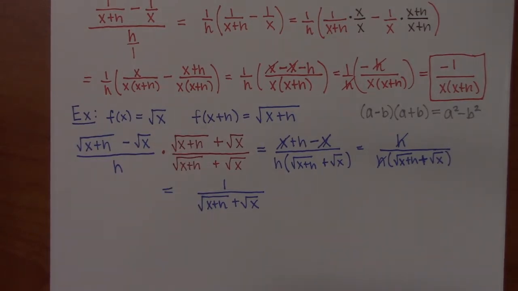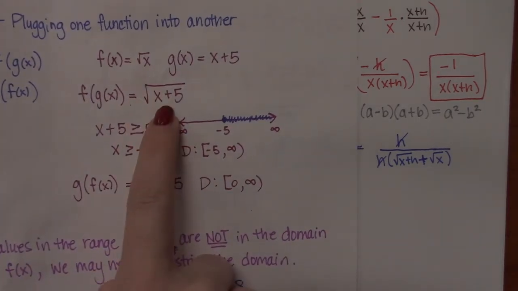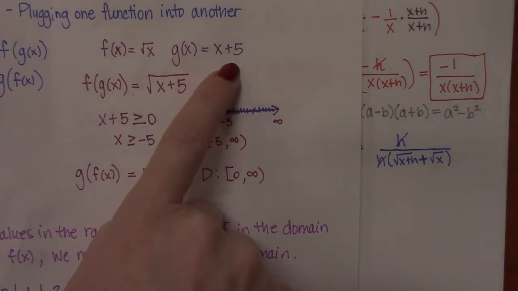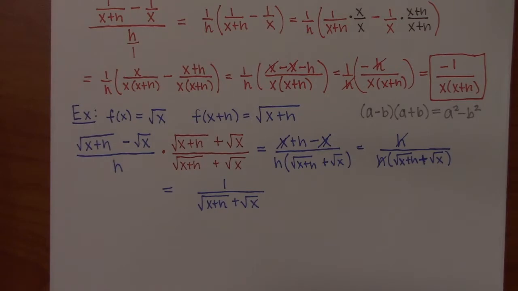If it had been like the problem we did Friday, when we were composing our functions and we plugged x plus 5 into the square root of x, you see it all lived under the radical. But when I plugged the square root of x into here, then the 5 stayed outside. So you just have to be really, really careful when you're setting it up.